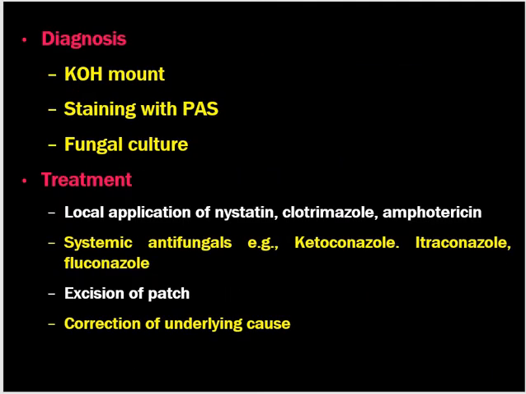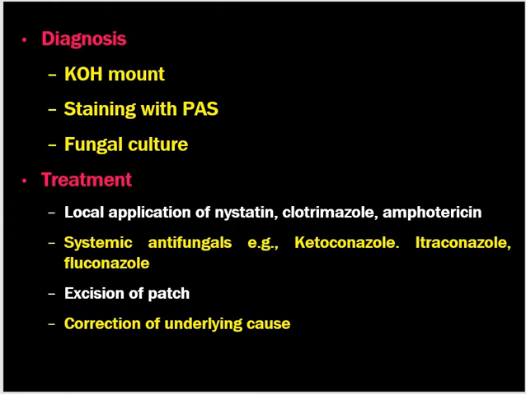How to diagnose oral candidiasis? Most of the time, you can diagnose clinically yourself by looking at the picture of the tongue and buccal mucosa. Sometimes, if you cannot diagnose, then you have to ask for a KOH mount. The microbiologist will see the fungus there. Staining with PAS, periodic acid-Schiff, is another option. Again, the microbiologist can tell you it's a fungus, and sometimes a fungal culture is done. Once diagnosed, we have to treat the patient.